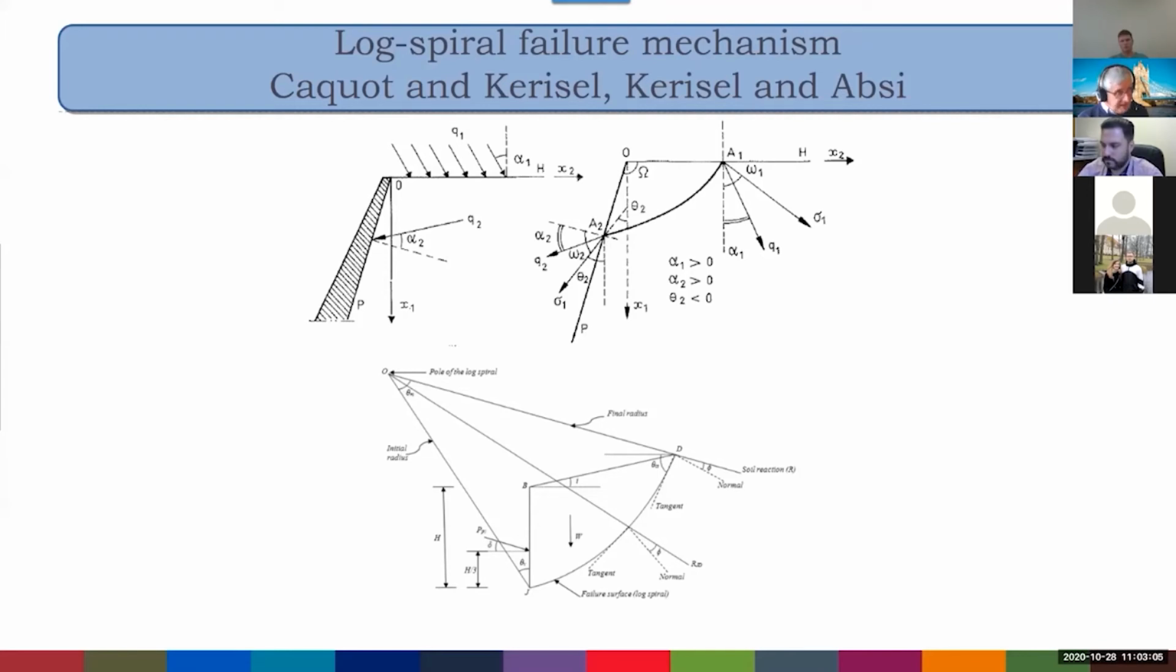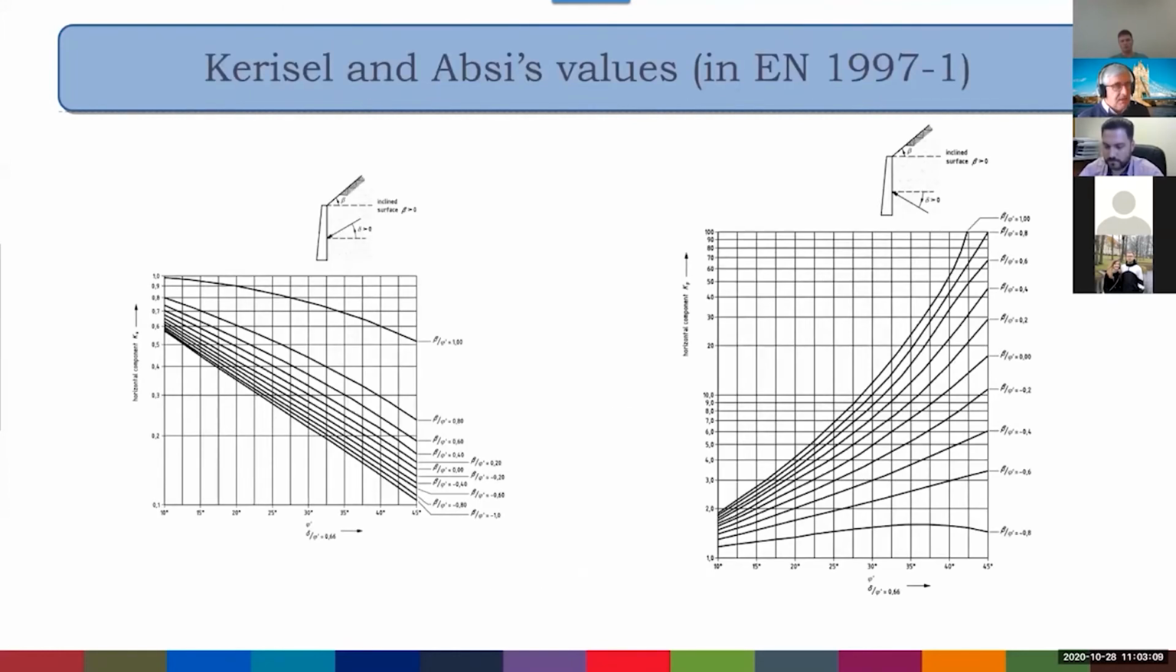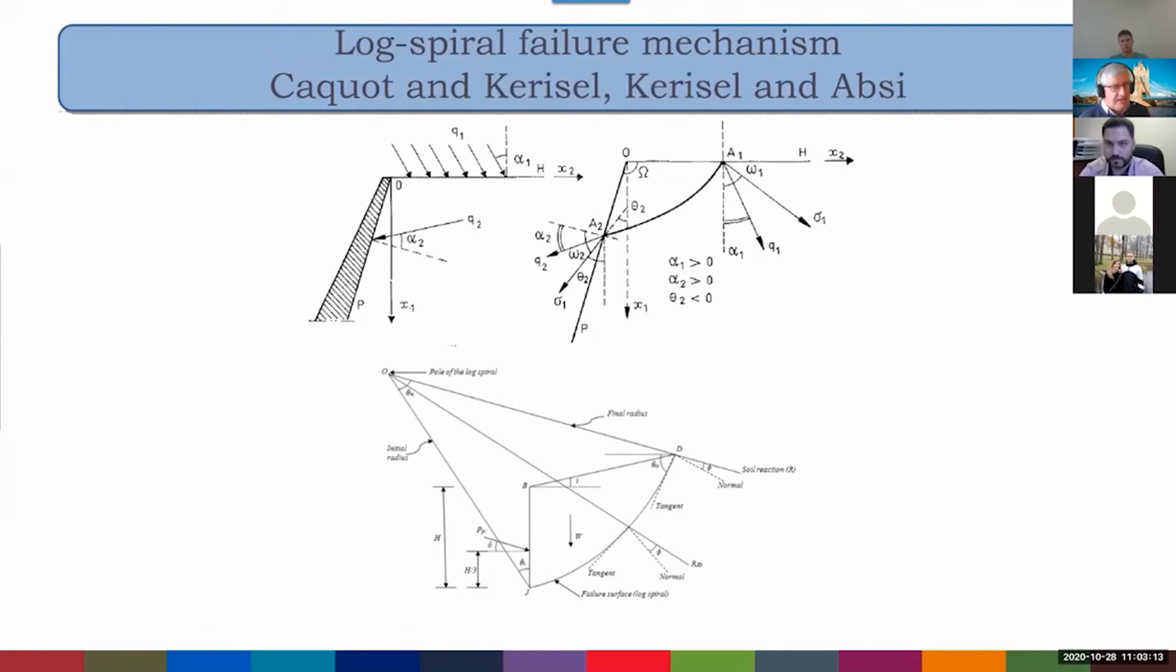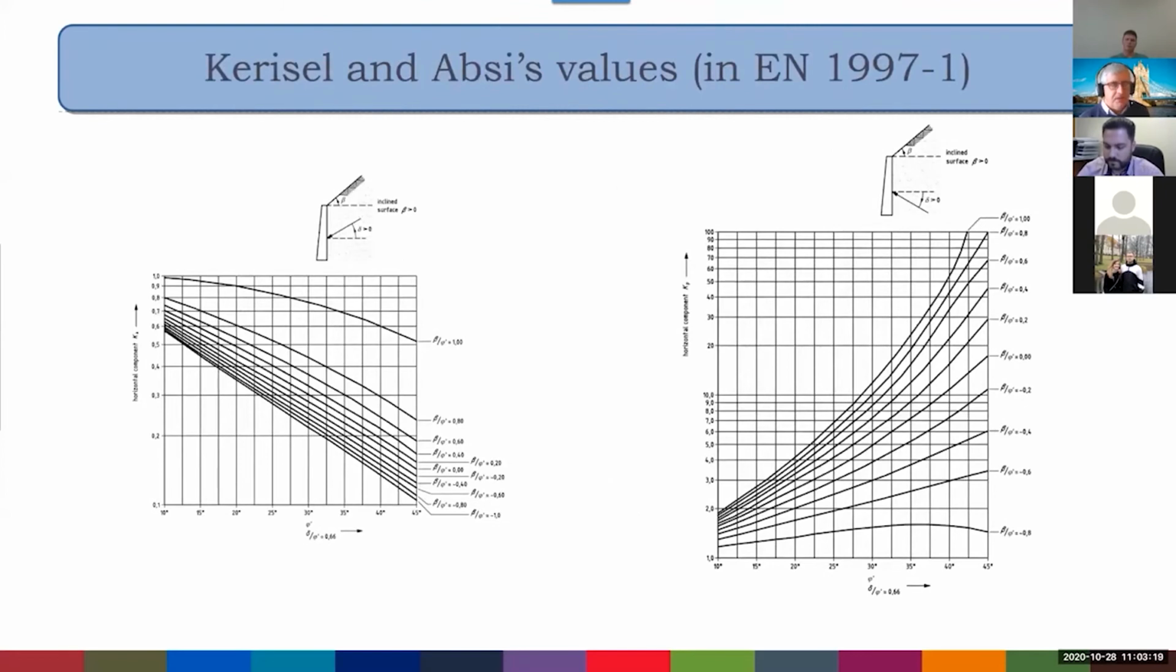The mathematics for this is quite complicated, to an extent that Caquot and Kérisel did it first, and it was updated by Kérisel and Absi. This is a French scientists' development. They produced a book of numbers. So there's a red book, which I've got on my shelf somewhere, which has got all the earth pressure coefficients in it. And these are two charts plotting those results.